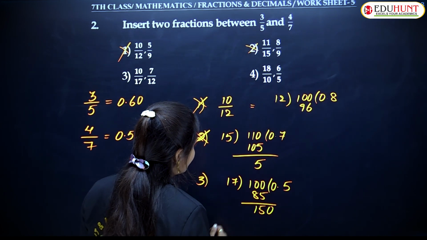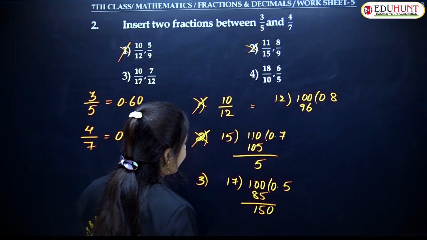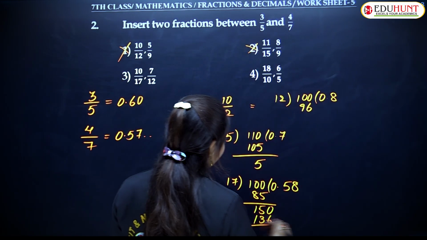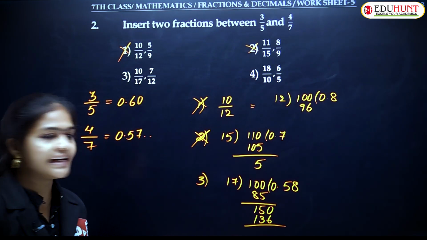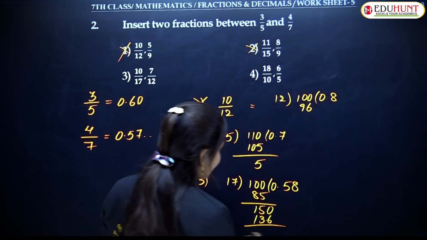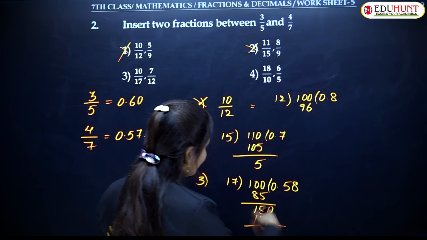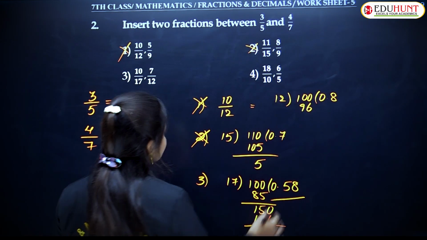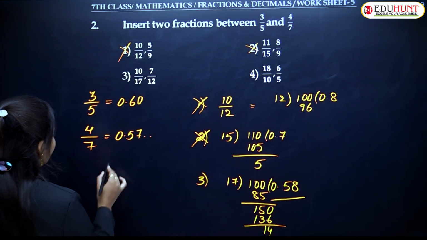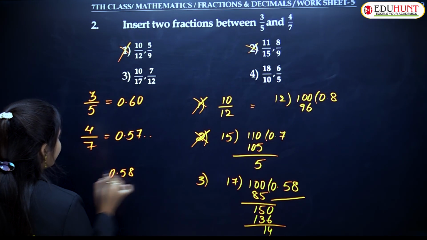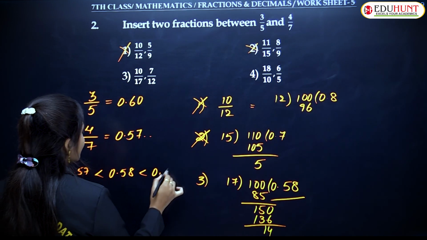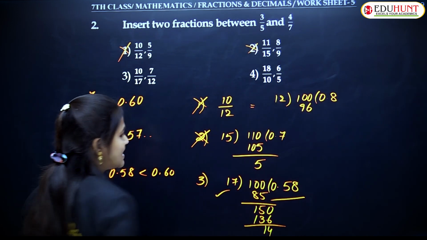And next, which one is possible here? 17 8s are 136. Understood, ma? 17 8s are 136. Clear? And here the remainder is 14. No need to check the leftover. Why? Because here 0.58 is there. So 0.58 lies in between 0.57 and 0.60. So this one is satisfying.